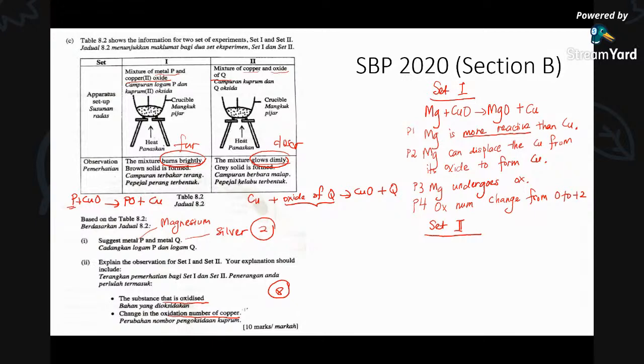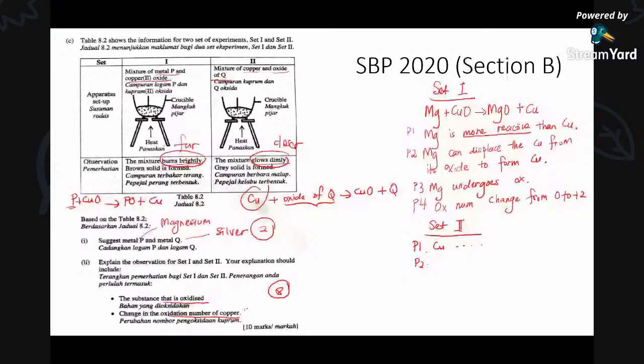Which one is more reactive? Over here, copper is more reactive. Okay, so point number 1, write down: copper is more reactive than silver. And then follow point number 2: copper can displace silver from its oxide to form silver. Okay, point number 3: copper undergoes oxidation. Point number 4: oxidation number changes from 0 to positive 2.